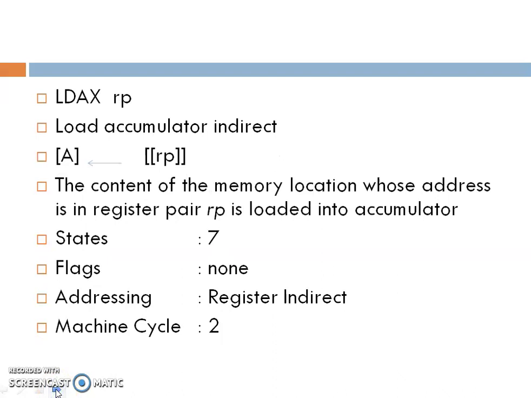And LDAX RP, load accumulator indirect. That is, the accumulator is loaded with the contents of a specified memory location whose address is specified in a register pair, and that register pair is mentioned in the instruction. Therefore, it comes under register indirect addressing mode. The number of machine cycles involved is 2: opcode fetch and memory read.